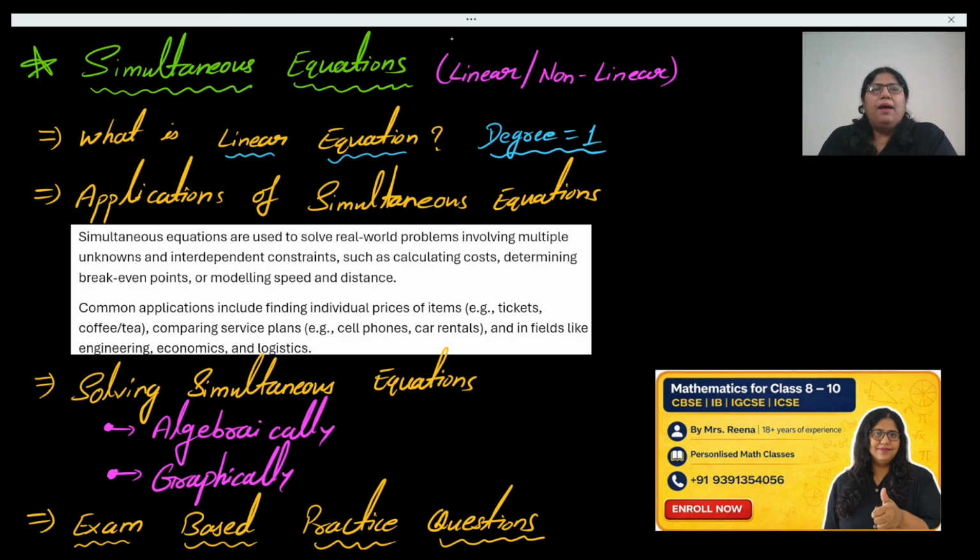Then what is the application of simultaneous linear equations? You will see that we are going to use the variables as independent variables, right? And where do we use it? To calculate the cost, determine the break even point in profit and loss or running any business, or modeling speed and distance. Then common applications: finding the cost or price of an item, comparing service plans, and the engineering field, economics, logistics. So there are a lot of applications of these kinds of equations.